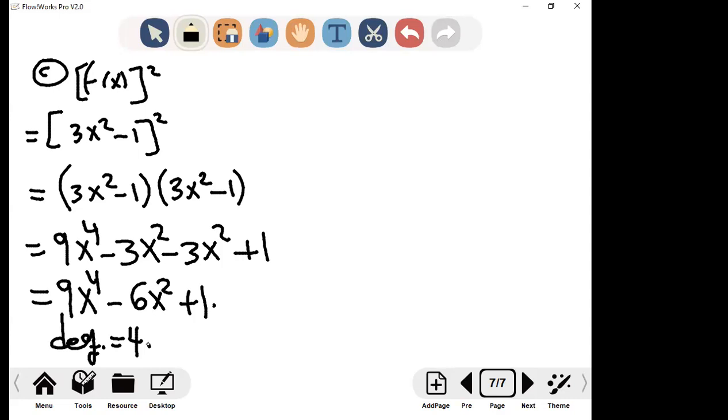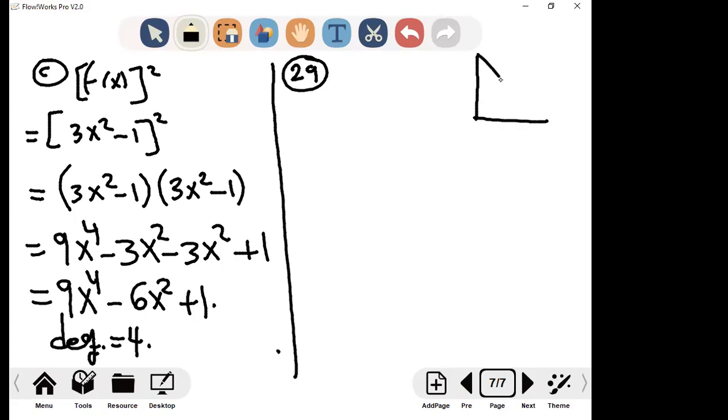Let's do question 29. Now, in question 29, we have this triangle. See it? The green one. Something like a boat, a sailboat. Down to x plus 1.